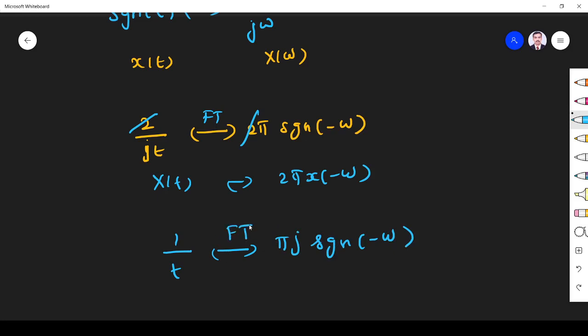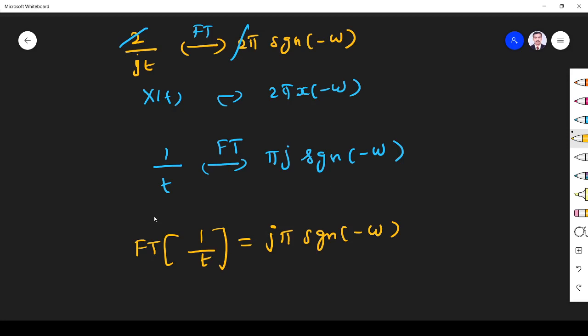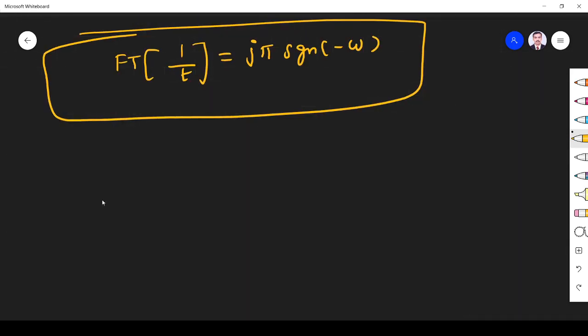This is the Fourier transform. So from this what we understand is the Fourier transform of 1 by t: 1 by t has a Fourier transform of j pi signum of minus omega. Simple. Over. We used the duality principle. Okay, fine. Next problem. The third problem is 1 by 2 x of t, they are given.